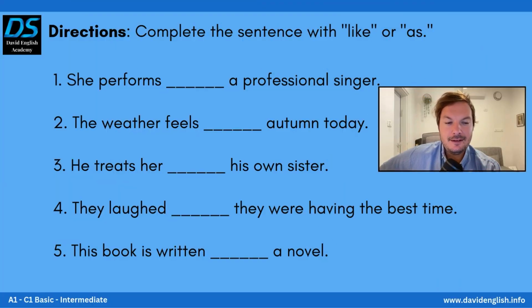Directions: complete the sentence with like or as. At this point, you can stop the video. You can get yourself a pen or a pencil and a notebook and maybe even a coffee and write down your answers. Number 1, she performs a professional singer. What do you think the answer is? I'm going to say she performs as a professional singer because she actually is a professional singer.